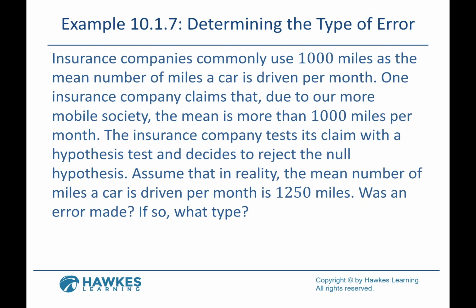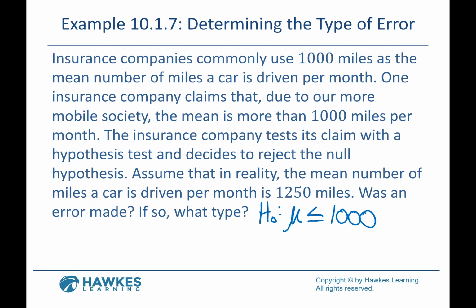The insurance company tests its claim with a hypothesis test and decides to reject the null hypothesis. So here's our null hypothesis, that the mean is less than or equal to 1,000. And we have rejected this. Okay. And then it says, assume that in reality the mean number is 1250. Was that an error? So our null hypothesis says the mean is less than or equal to 1,000. That's false because the real number was 1250.